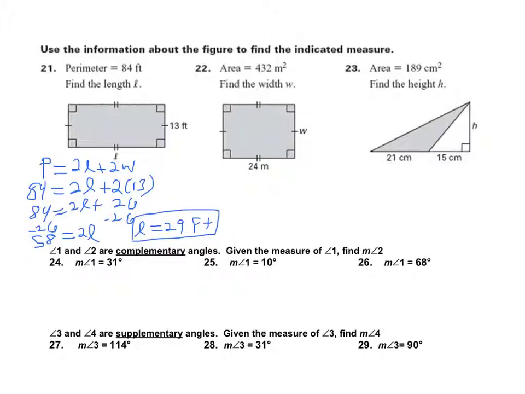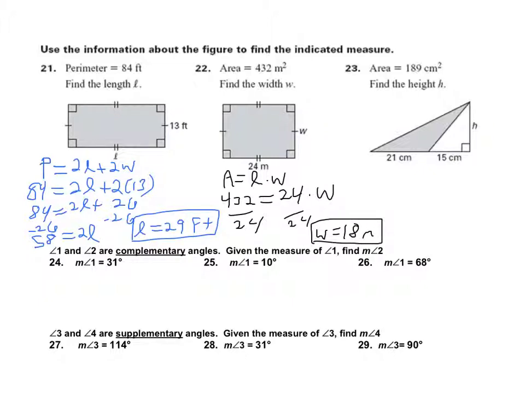All right, with number 22, this is a rectangle, and they're telling us the area. So the area of a rectangle in general is just length times width, and they're telling us the area is 432 and the length is 24, and we don't know what the width is. So I'll just divide both sides by 24, 432 divided by 24, and I get 18. So the width equals 18, and that would be meters.